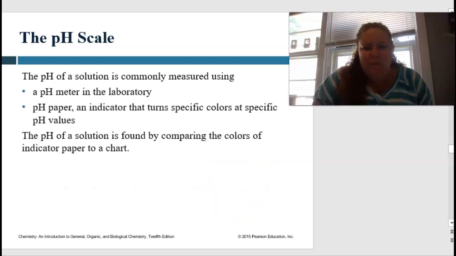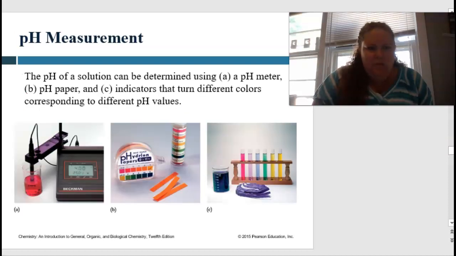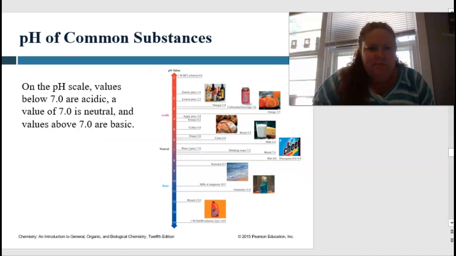The pH of a solution is commonly measured using a pH meter in a laboratory, or a pH paper, which is an indicator that turns specific colors at specific pH values. The pH of a solution is found by comparing the colors of the indicator paper on a chart. So the pH can be determined using either the pH meter, which you calibrate first using standards, pH papers, or different indicators that turn different colors depending on the corresponding pH values.